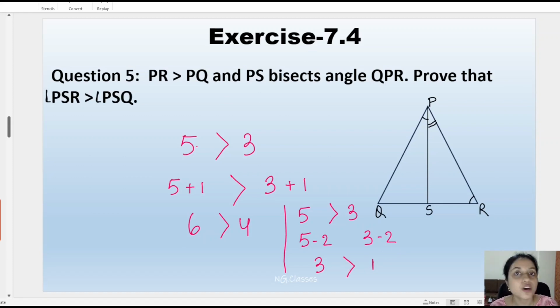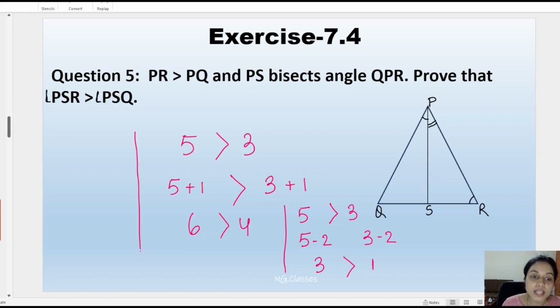Same thing goes for multiplication and division also. Whenever we are multiplying the same number on both sides, we don't have to change the inequality sign. But we have to be careful that we are multiplying or dividing by a positive number.